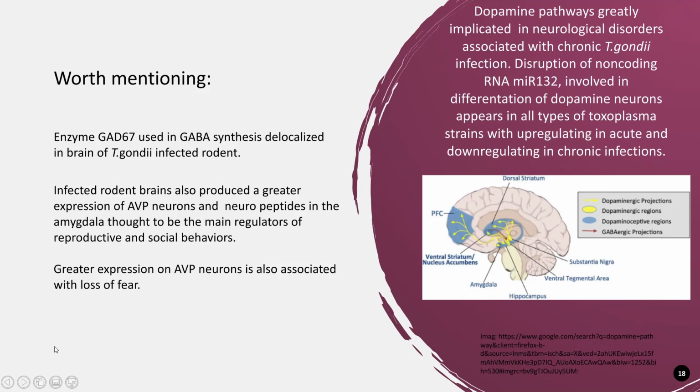Dopamine pathways are greatly implicated in neurological disorders associated with chronic T. gondii infection. Disruption of the non-coding RNA MIR132, involved in differentiation of dopamine neurons, appears in all types of Toxoplasma gondii strains, with upregulation in acute and downregulation in chronic infections.